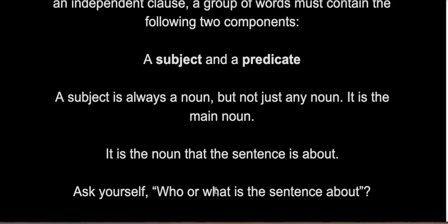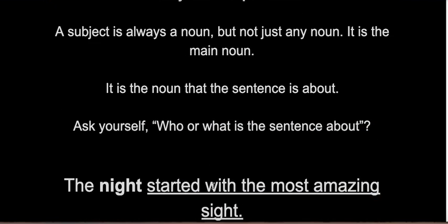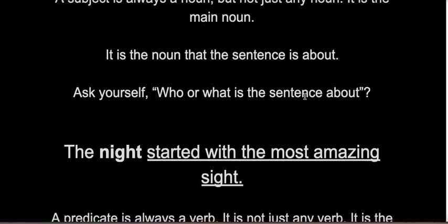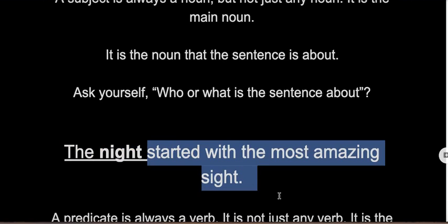So I ask myself this prompting question when I look at a sentence: who or what is the sentence about? Let's take a look at this first sentence. The night started with the most amazing sight. The sentence is about night, the night. And I'm just going to take this underline out.